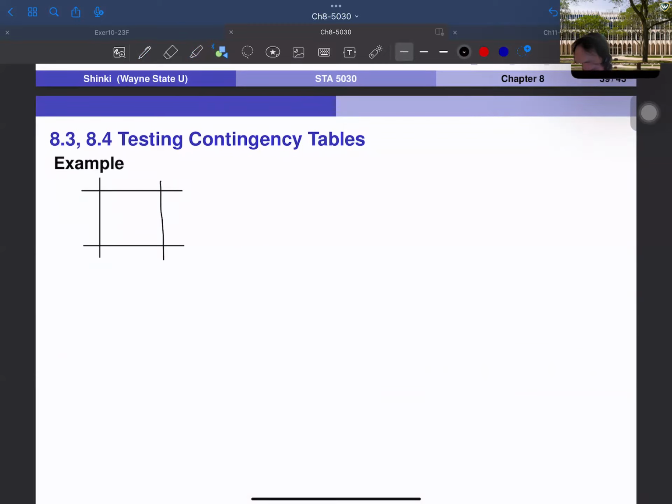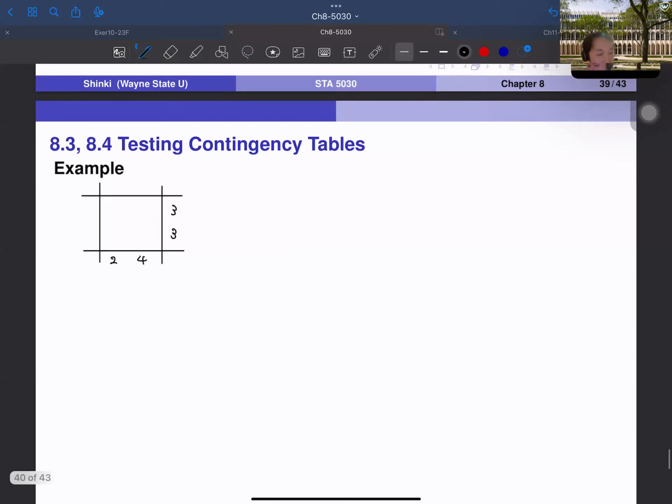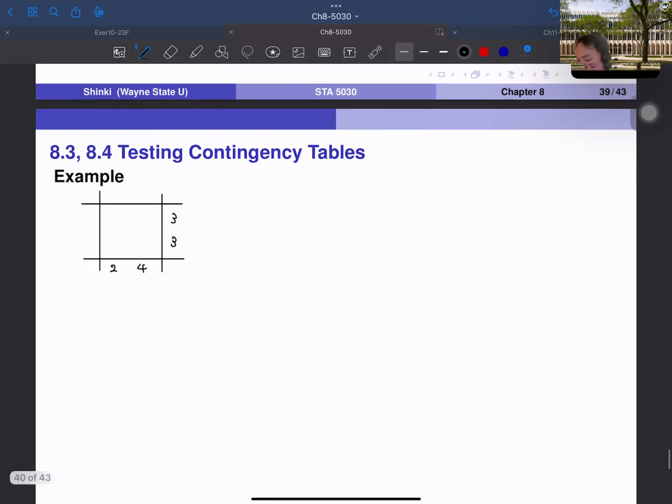Suppose that our observed table is like this. We have basically two variables, with row 1 and row 2 categories, and column 1 and column 2. Then suppose that we have some numbers such as 0, 3, 2, 1. So this is the observed table.